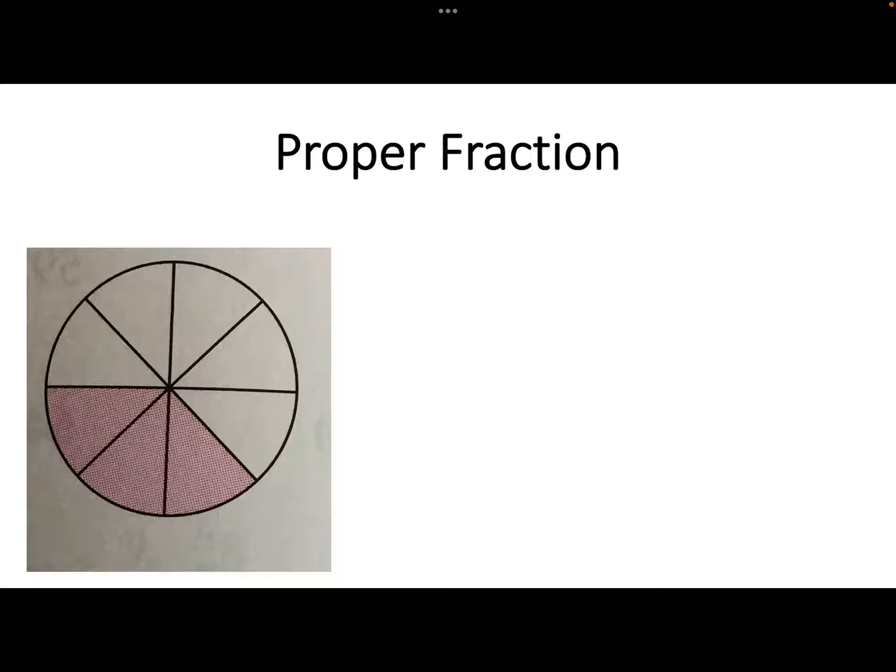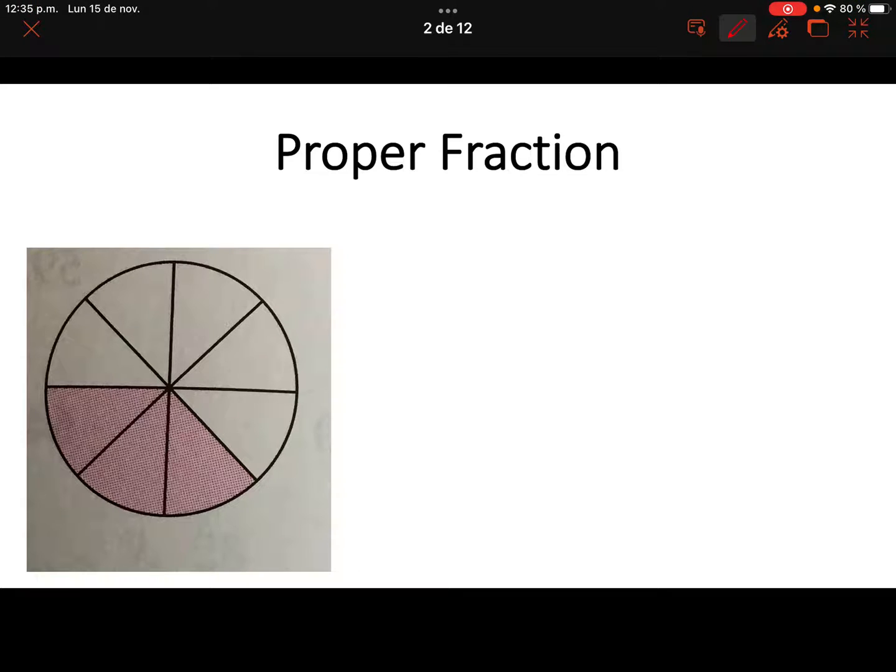The first type of fraction is the proper fraction. A proper fraction in the graphical way is when we use less than the unit to represent the fraction. For example, here is 3/8. That means that there are 3 shaded parts from a total of 8 parts. This is a proper fraction.